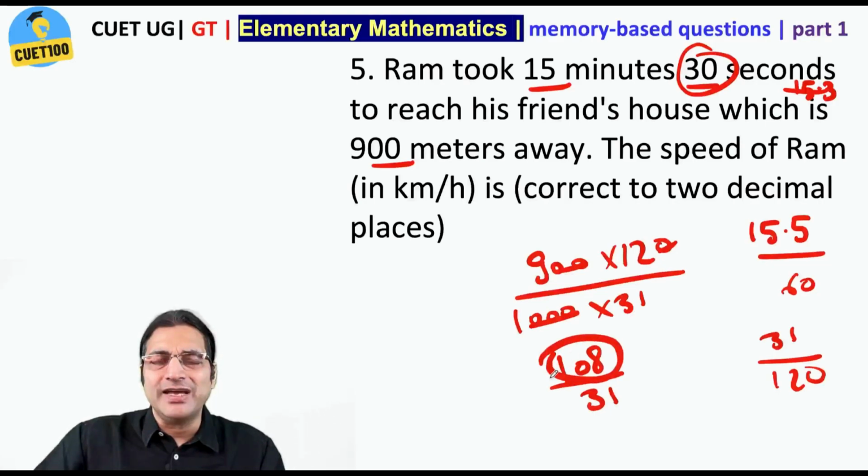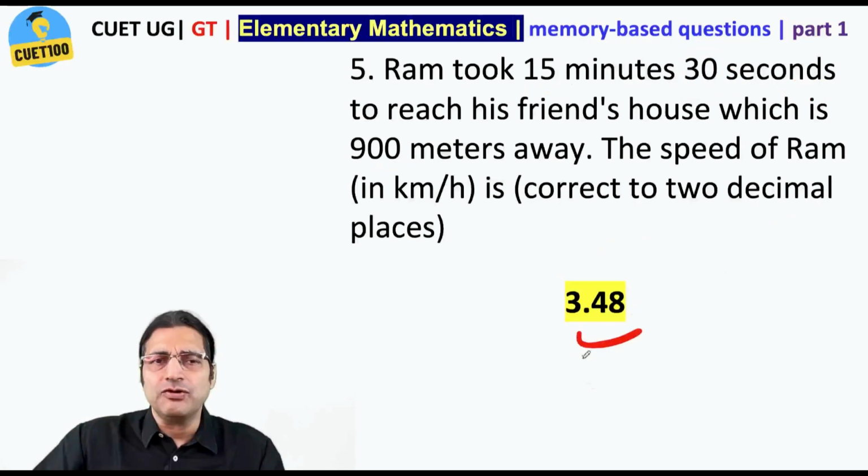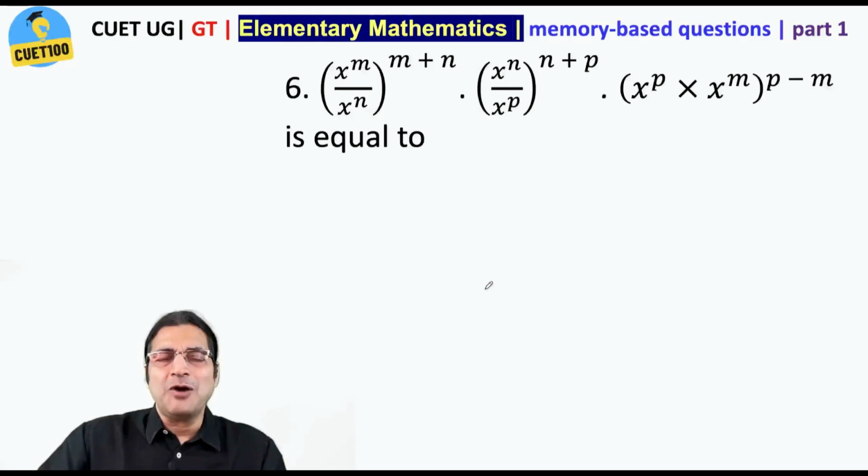108 is in between 31 into 3, 93 and 124, almost exactly in between, almost, right? So it is very close to 3.5. Okay, 3.5. All right, 3.48 is your answer. All right, okay. Now here is an age-old question.